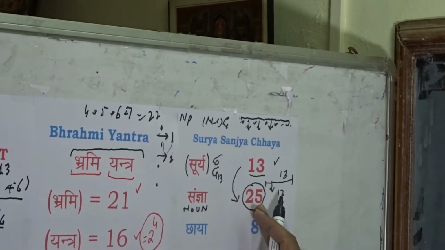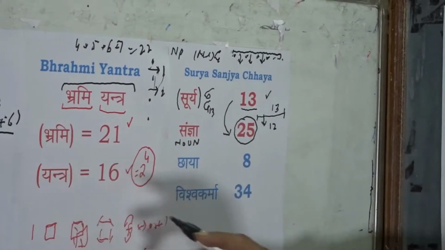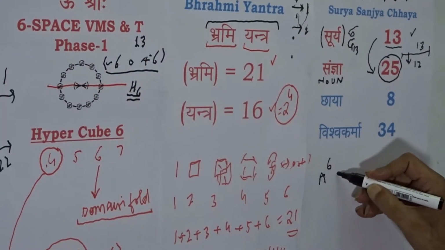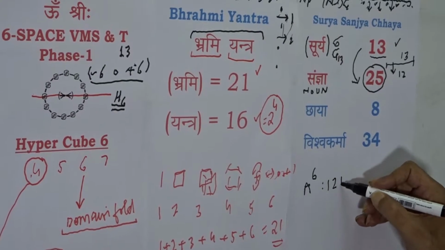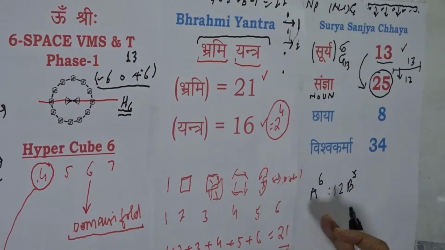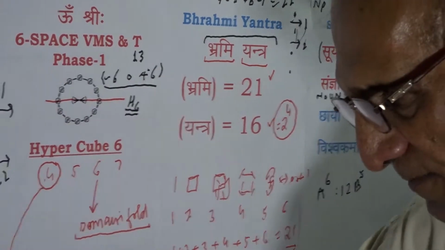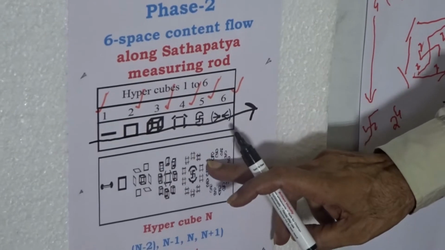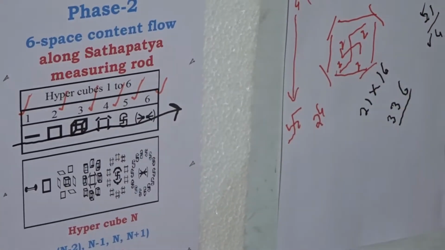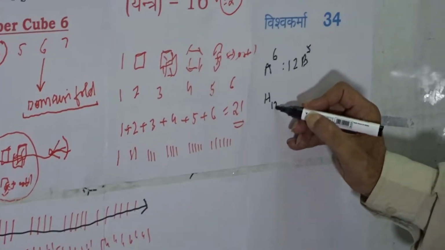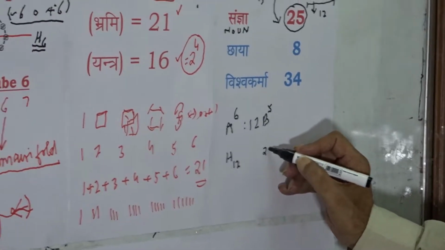Further we know that the hypercube 6 is a formulation a raised to power 6 is to 12 b raised to power 5. It would mean that 6 space is having a transcendental boundary of 12 components. And further we know that hypercube 12 is of 25 versions.